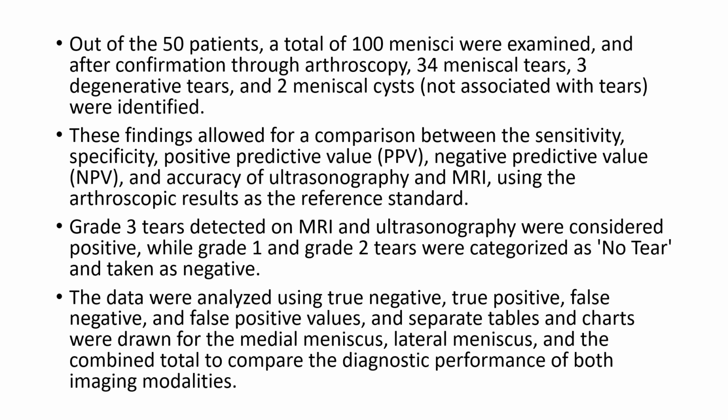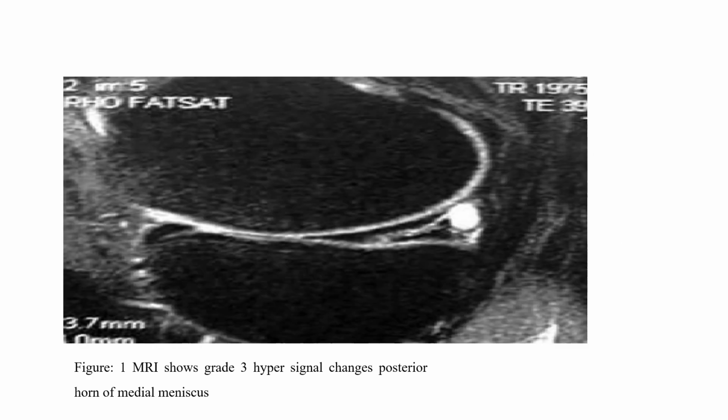Only grade 3 tears were considered positive; grade 1 and 2 tears were categorized as no tear and taken as negative. And the data was then analyzed using true positive, true negative, false negative, and false positive values, and separate tables and charts were drawn for medial meniscus, lateral meniscus, and combined total to compare the diagnostic performance of both the imaging modalities. These are some of the images obtained.